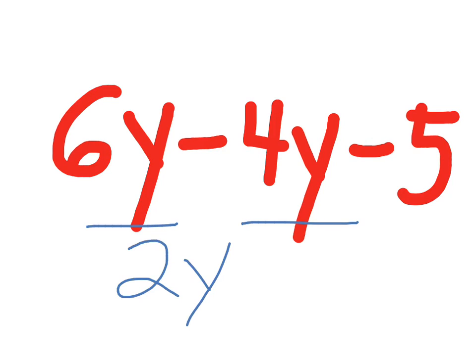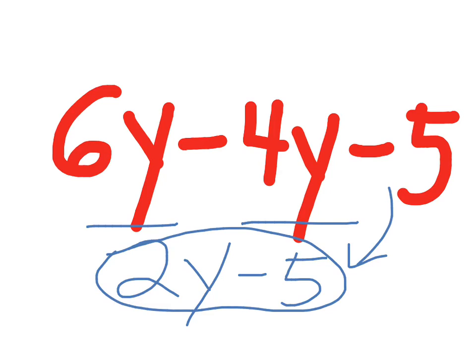Or you can say 6 apples minus 4 apples is 2 apples. And then just bring that down since you can't combine it with another number. So 2y minus 5 is the final answer.